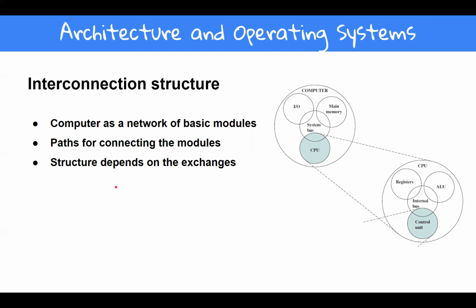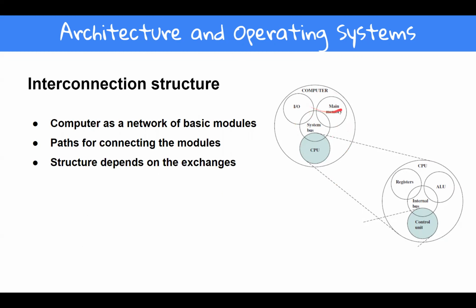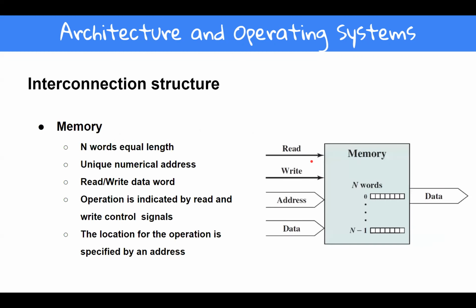So this bus system, generally speaking, is a path for connecting the modules. The structure of this interconnection depends on the type of the exchange. Are we sending data? Are we looking for a specific address in the memory? They are different. Are we sending a signal, for example, from the control unit to the ALU? As you see, we have different types of exchanges, and we need to know what they are, and then we've got to use a specific interconnection structure for that. Let's discuss one by one because we have three main things: main memory, input output, and CPU.